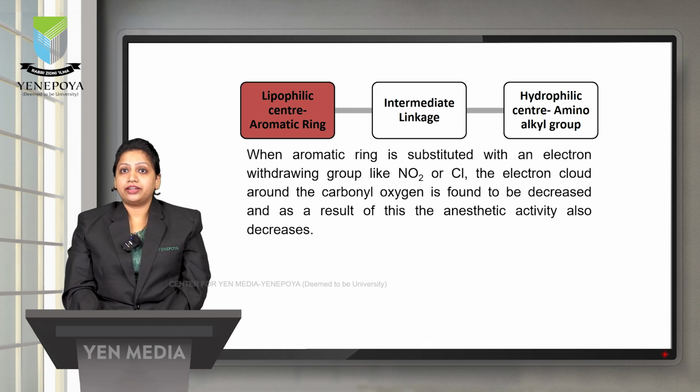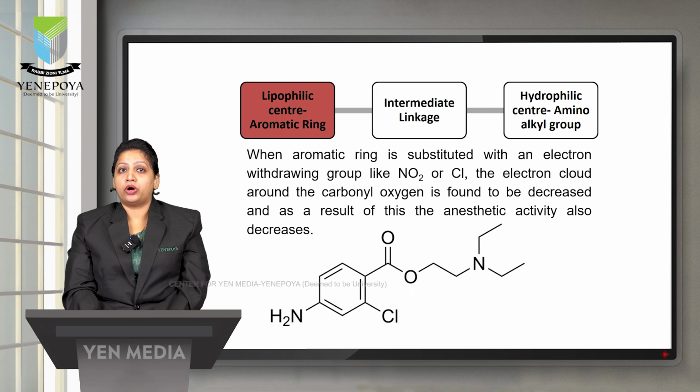When the aromatic ring is substituted with an electron withdrawing group like nitro or chloro, the electron cloud on the carbonyl oxygen decreases, and as a result, the anesthetic activity also decreases. Introduction of an electron withdrawing chloro group in the ortho position of procaine results in the compound called chlorprocaine, or chloroprocaine. This chlorprocaine makes the ester bond more susceptible to hydrolysis.